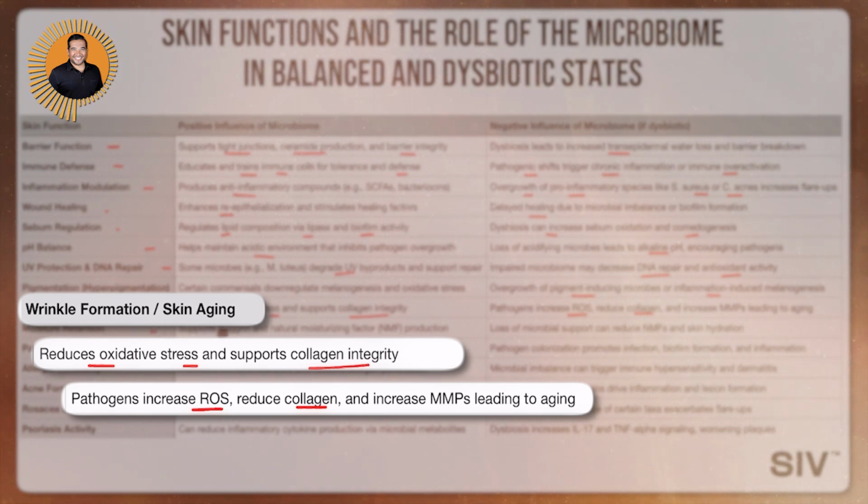Moisture retention, so you've got all of these microbes that can protect natural moisture factor and so on. And of course, we talked about the ceramide layer as well that also protects moisture on the skin. And then if you have dysbiotic versions, you have the loss of microbial support, which reduces NMFs and skin hydration.